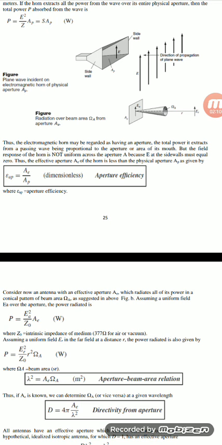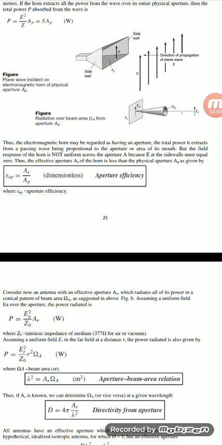Operator means EAP by AE by AP, that is the operator efficiency, where AP equal to the operator efficiency. Consider now that the antenna has an effective operator AE, which is a rectangle with radius of power, and consider the pattern of the beam area omega A. So P equal E square by Z naught, watts, omega value, W watts.